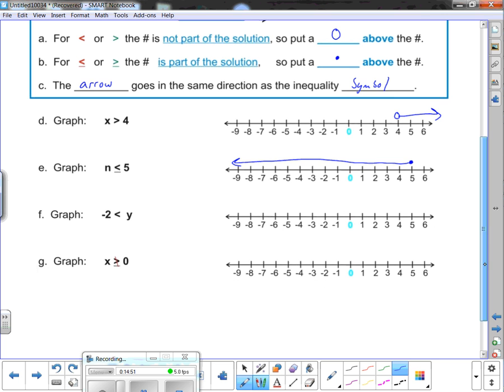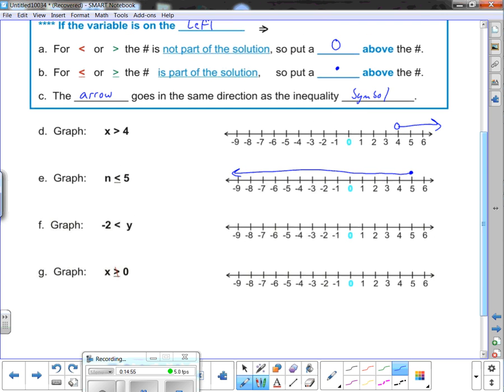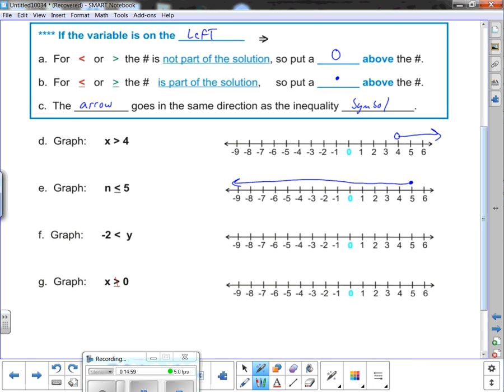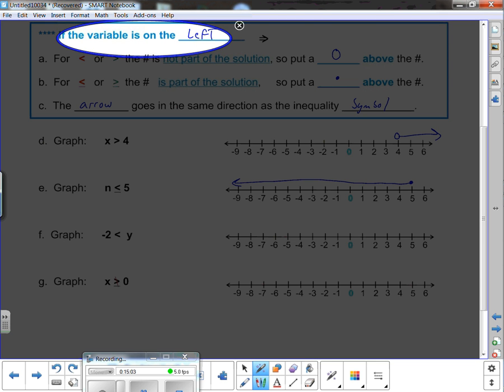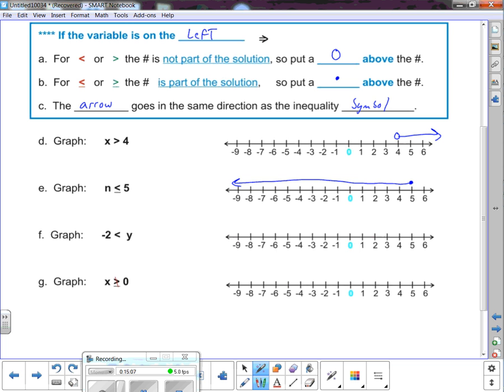All right, look at F. Students miss F all the time. Why? I don't know. It's an easy problem. But you have to go back up to here. So look at this again. Is the variable on the left? No. Okay. Now, some people can graph this, but for most people, their brain gets goofed up on these.